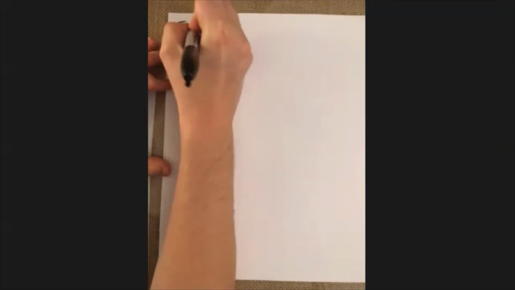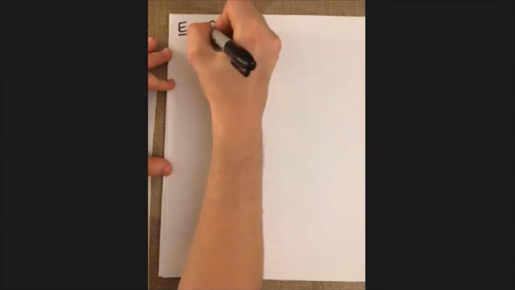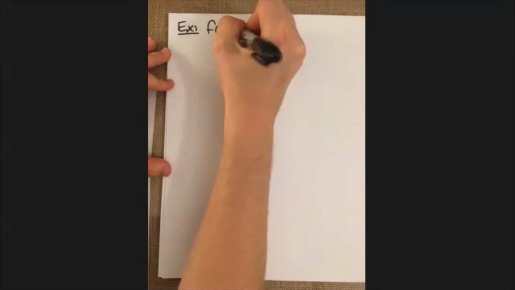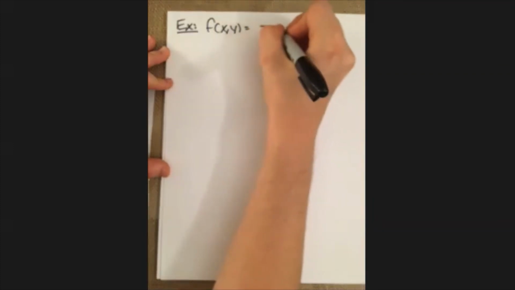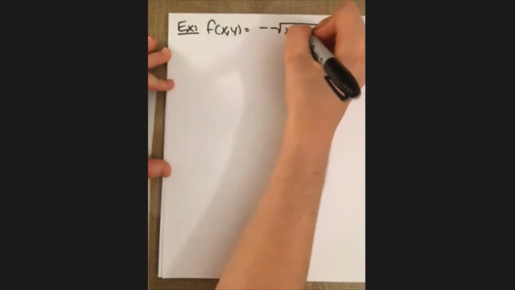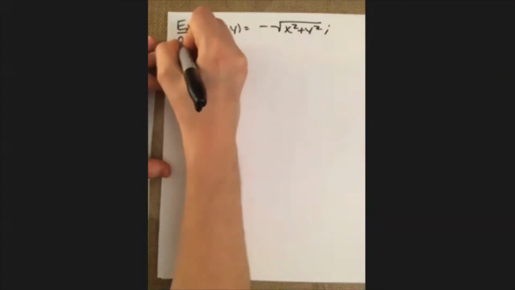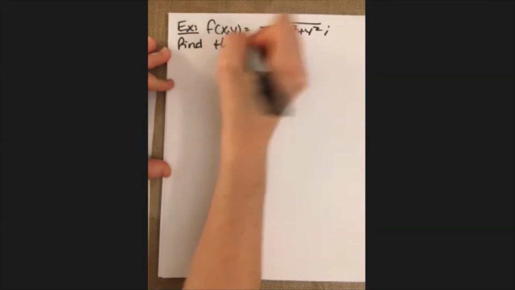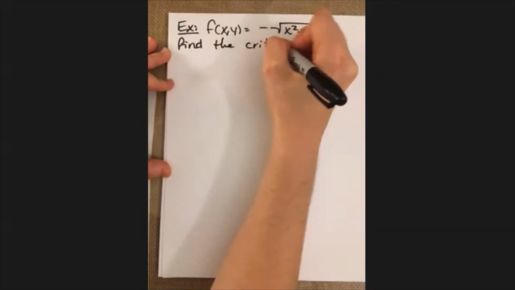In our next example, and this is actually going to be our last one for this video, we're going to see an example of what it looks like when there's a spot where the partial derivatives don't exist. So this is going to be f(x, y) equals the negative square root of x squared plus y squared, and we are going to find the critical points for this.